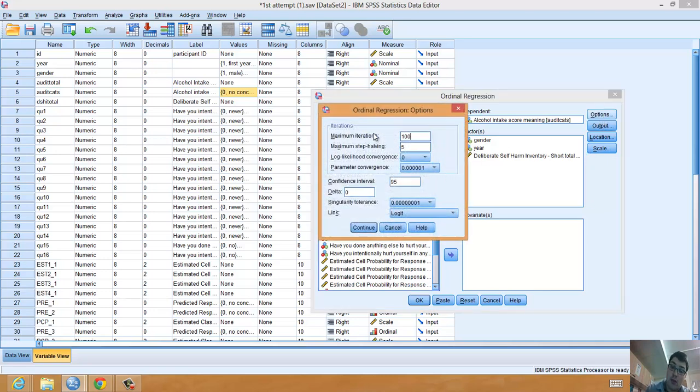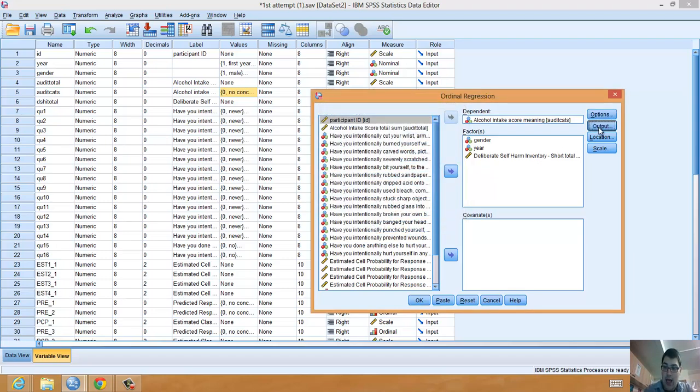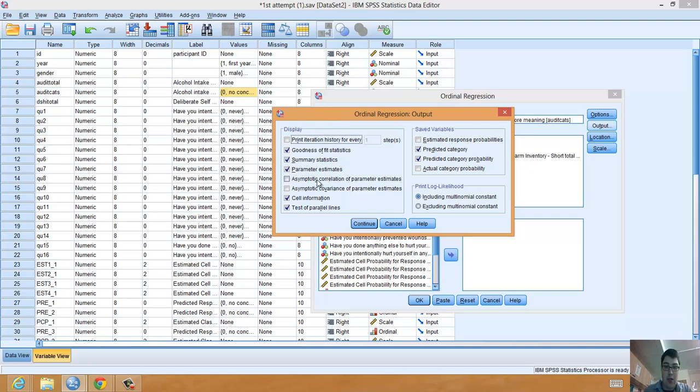Then we go on to Options. We make sure that iterations are 100, which is fine when you consider that you've only got 50. And you want the link to be logit. Okay. And then we want to go on to Output. Pick a couple of useful ones. Make sure all of these are ticked. They're normally ticked by default.